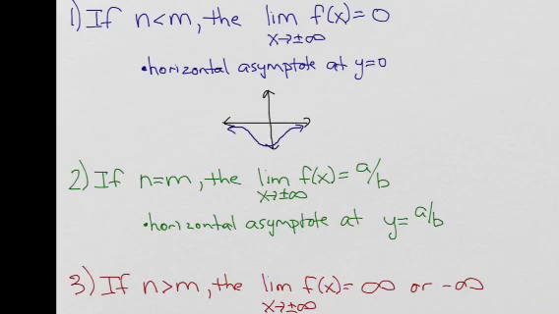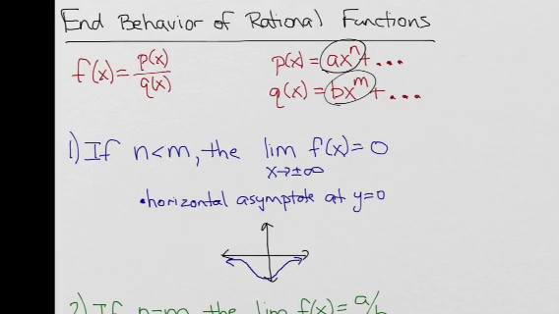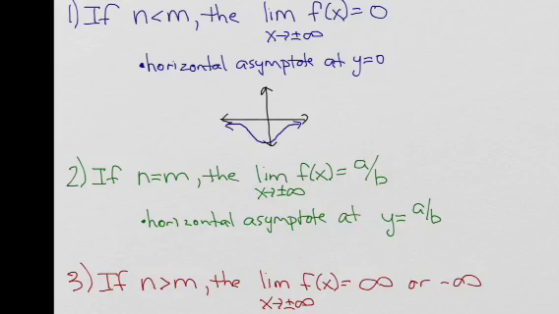Then the second option is n equals m, so if our exponents are equal to each other, then the limit as we approach infinity to the left and right would be this fraction, a over b, and that's where we need the a coefficient and the b coefficient from those two terms at the beginning. All that does is take the graph I just showed you and shift it up or down by moving the horizontal asymptote off the x-axis.